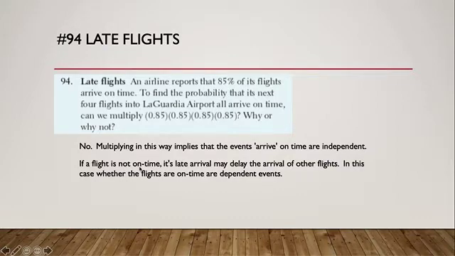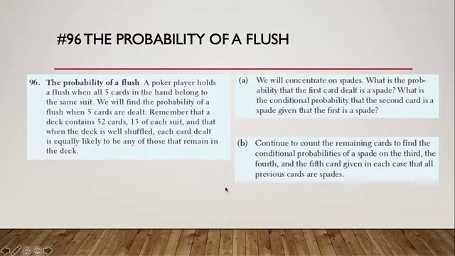Think about this. If a flight's not on time, its late arrival could delay the arrival of other flights. In this case, the flights being on time or not are dependent events. If the weather is really good, then if one flight is arriving on time, that might make it more likely that the next flight is arriving on time, because the weather's good. Same thing if the weather's poor: if one flight is late, that means the next flight is late, because the first flight had to land first, and then the second flight has to wait for the first one to land. So these are not independent events. We can tell stories that explain why we shouldn't be multiplying these probabilities together and acting like they're independent.